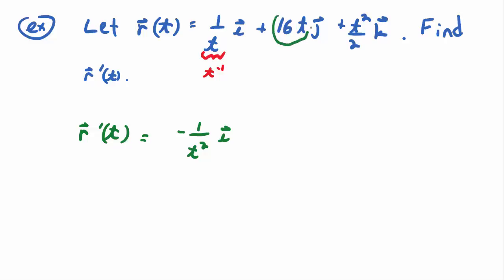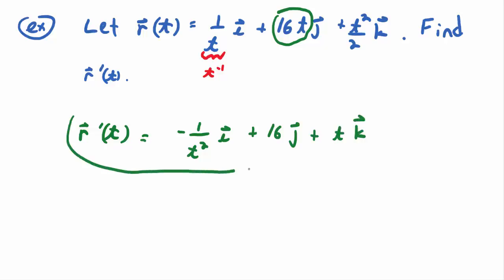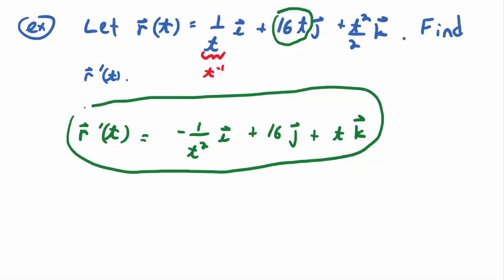This one, I don't know. That's a hard one. 16. Okay. Good. 16j. Full credit, yeah. And then what's the derivative of t squared over 2? 2t over 2, which is just t. So that's it. That's the derivative. It's about as easy as you could expect, I think, right? It's not so bad. It's actually easier than some of the geometry we've been doing lately, isn't it?